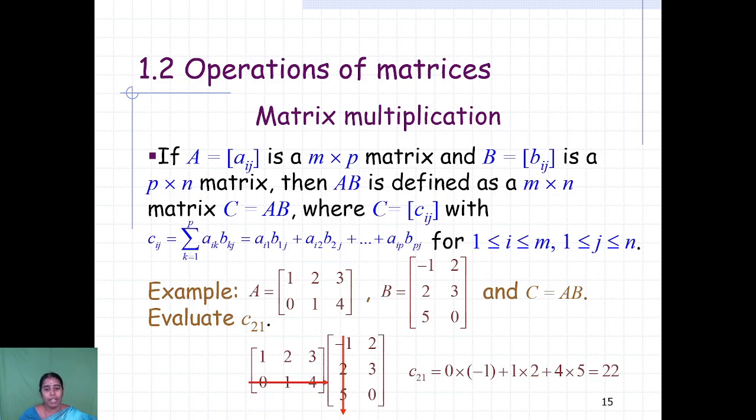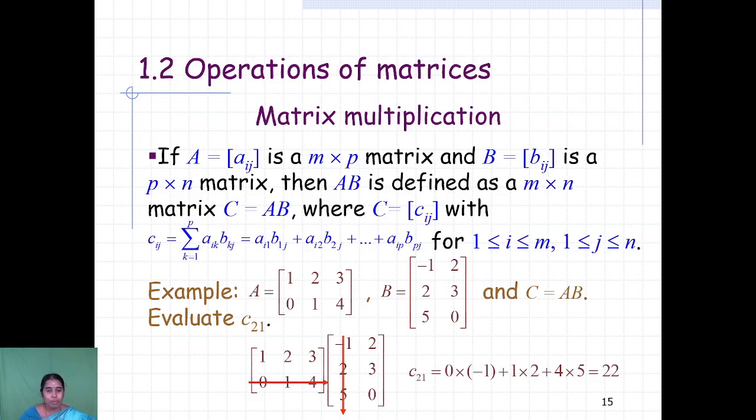up to Aip Bpj, where i lies from 1 to m and j lies between 1 to m. Here the matrix A is m cross p. It means the number of rows is m and the number of columns is p. And our matrix B is p by n, with number of rows p and number of columns n.